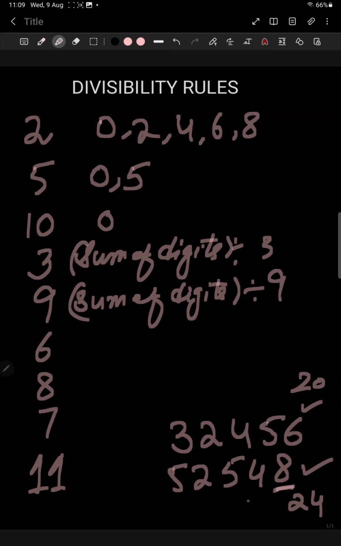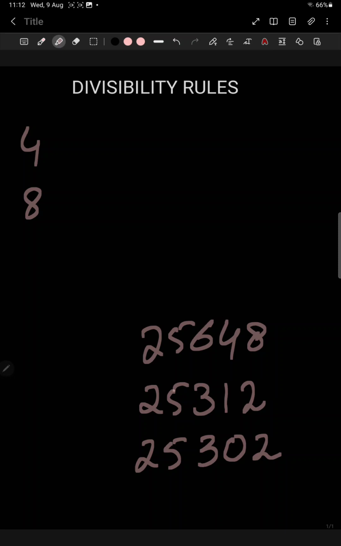So what is the divisibility rule of 6? The number must be divisible by 2 as well as divisible by 3. Now the divisibility rule of 4. We will check the last two digits. If the last two digits are divisible by 4, the whole number will be divisible by 4. For instance, in the first number, 25,648, 48 is divisible by 4 because 4 ones are 4, 4 twos are 8. It is divisible by 4. So this whole number is divisible by 4.